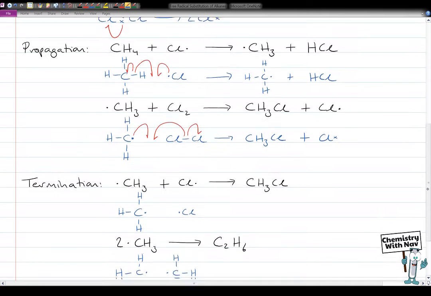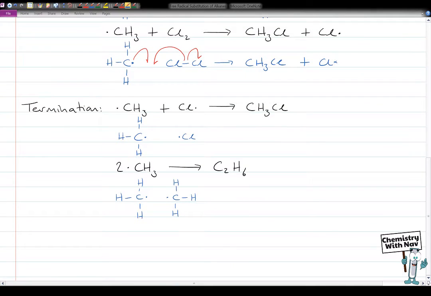In the termination step, we can take any two radicals that we choose and stick them together. That's because when you put those two radicals together, they will form a covalent bond, and that creates either the chloromethane, CH3Cl, if we have a methyl radical meeting a chlorine radical, or if we have two methyl radicals, we might actually make ethane.